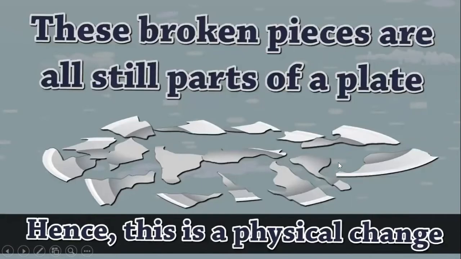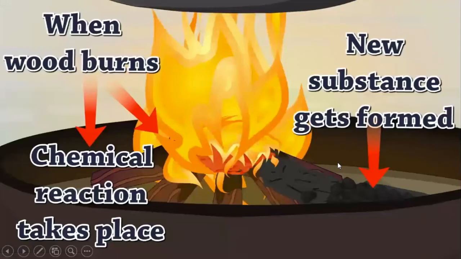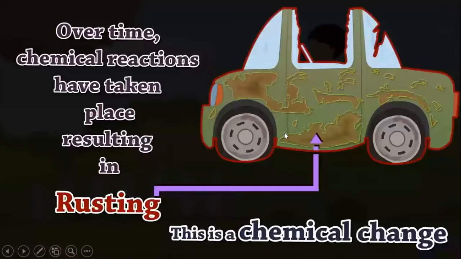We just change the shape and there is no new substance formed. But when again we burn wood, a chemical reaction takes place. This is a chemical reaction because a new substance gets formed. It's coal. And over time, a chemical reaction can take place resulting in rusting.